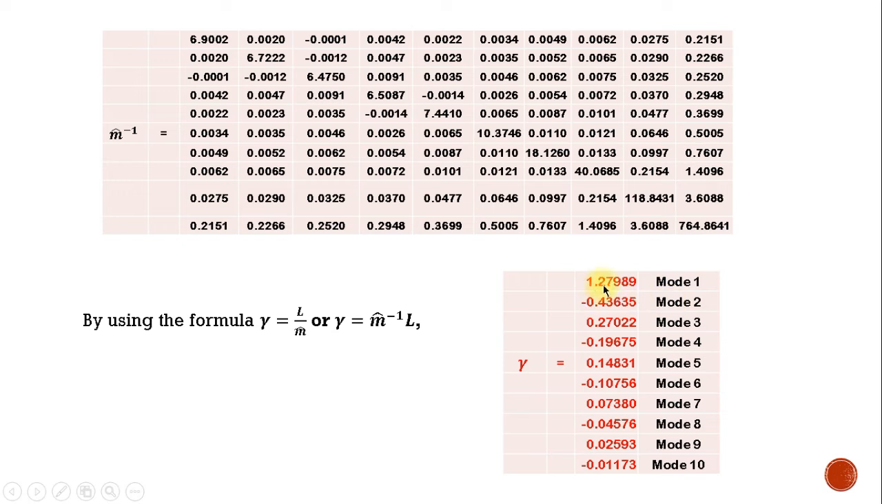So for mode 1, meron tayong 1.27989. For mode 2, meron tayong negative 0.43635 and so on. And here in our last mode, meron tayong negative 0.001173.